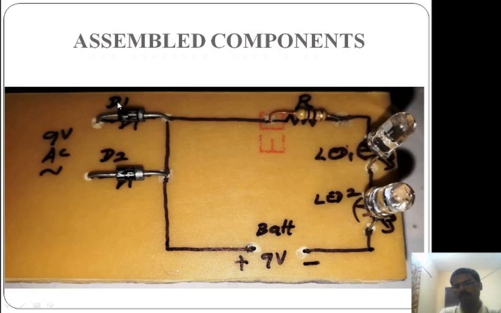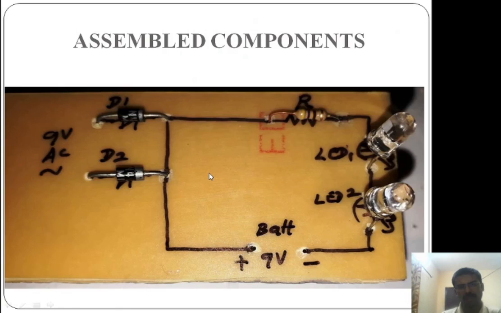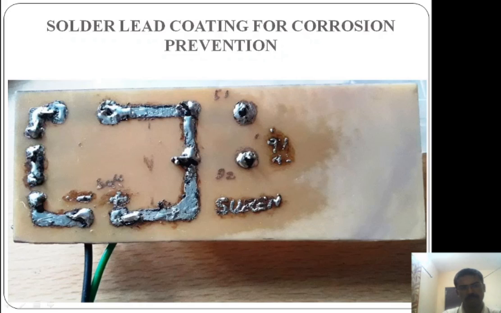As I told you, the silk screen is the marking of the components. So you can say this is a silk screen. There is a D1, D2, 9 volt AC. These are all markings should be done on the top side. So these connections are like this. Next, after assembling the components, now you see the bottom side. See how it has been soldered. This is the top side. Bottom side should be soldered, right? So how it has been soldered.